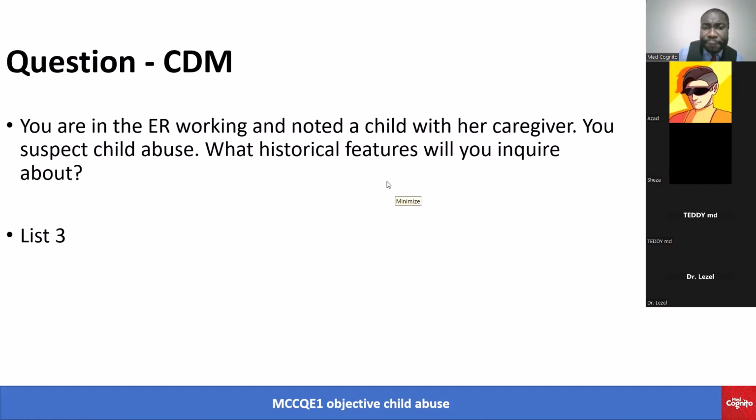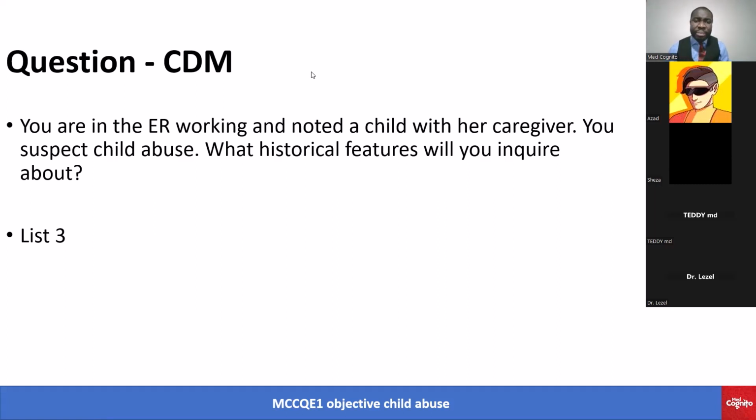Malnourishment. What do you say? Malnourished. Maybe he's not eating properly. No, but we are talking about history. History. Okay. Malnutrition is something you pick up on physical exam, right? But history. What are you going to pick up on history? How will the history be presented that you go like, I think it's abuse going on here?